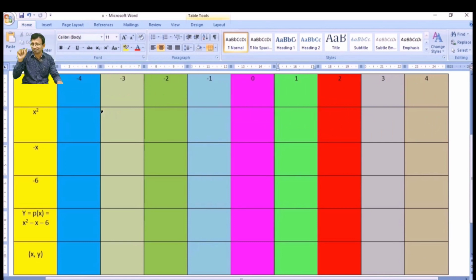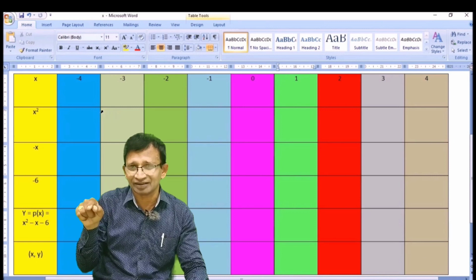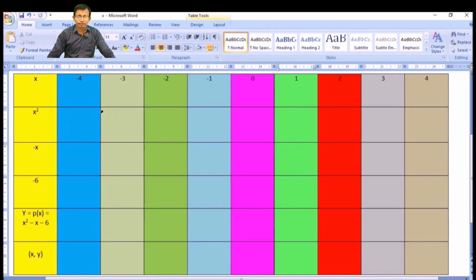Now come to the first column. The terms in the polynomial that are x square, minus x, minus 6 are kept below x respectively. Subsequently, we put y, that is equal to p of x, below minus 6. Clearly we know that the value of y comes by adding all these three terms. Finally, we put xy at the end of the first column.